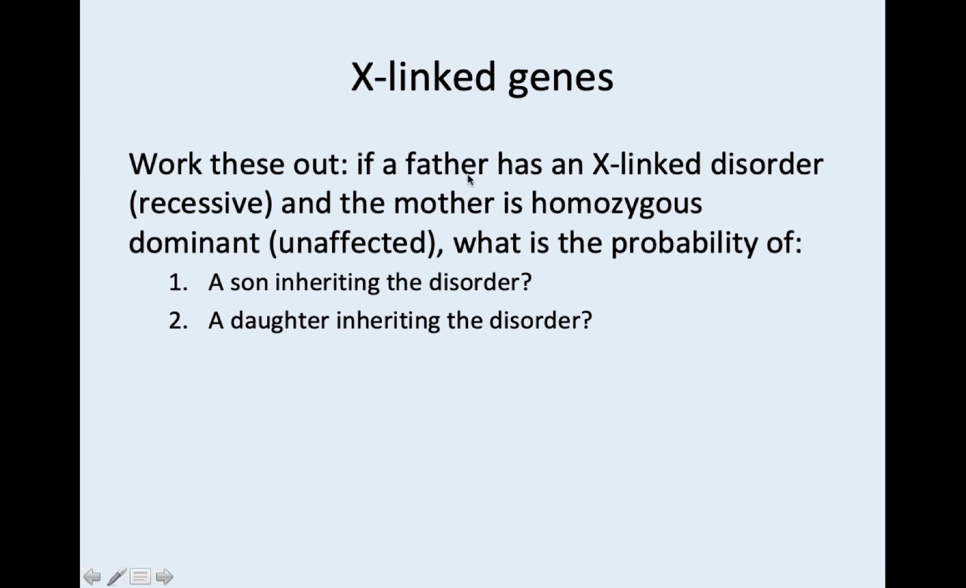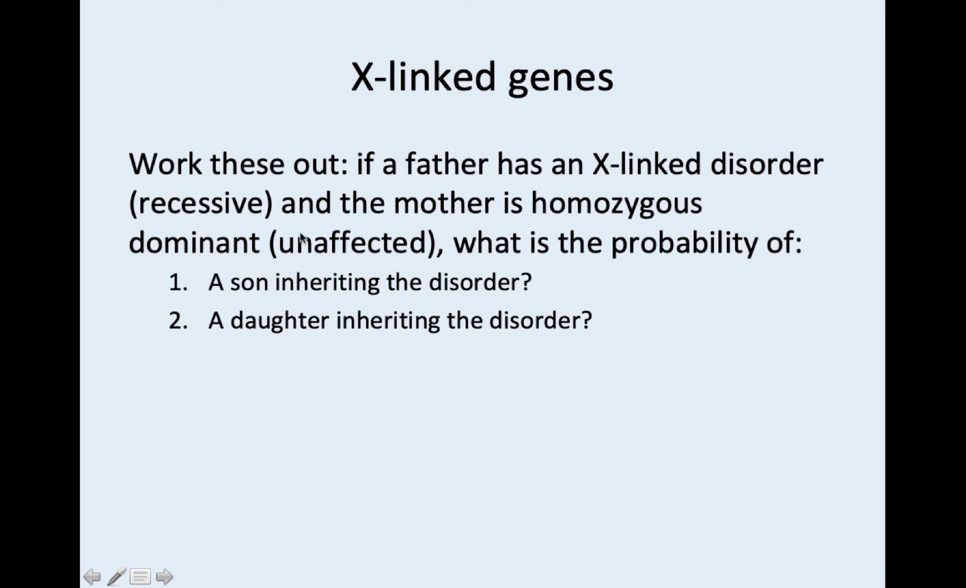So if a father has an X-linked disorder and it's recessive, and the mother is homozygous dominant unaffected, what is the probability of a son inheriting the disorder and a daughter inheriting the disorder? So work out, remember, it's X-linked, so it's on the X chromosome. Dad is XY, and then you have to figure out, does he have the dominant or recessive allele? It's told you it's recessive. And then the mother is homozygous dominant, unaffected.